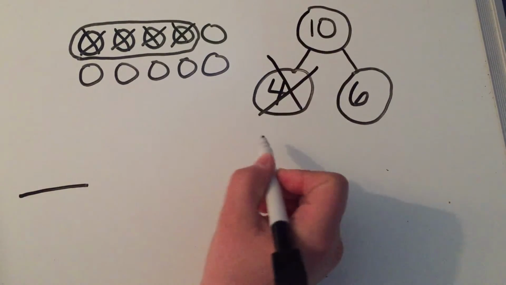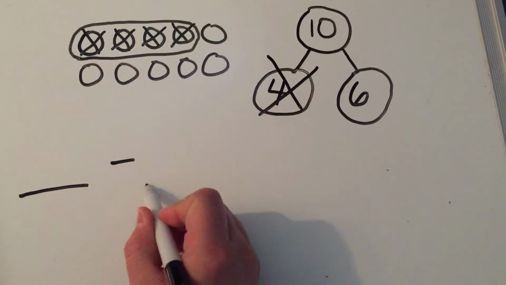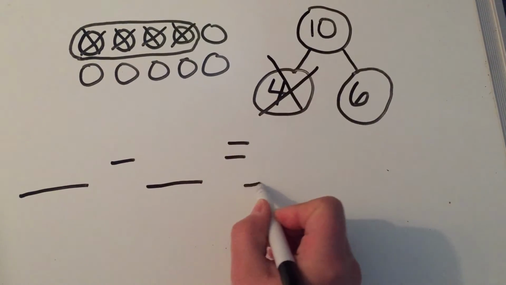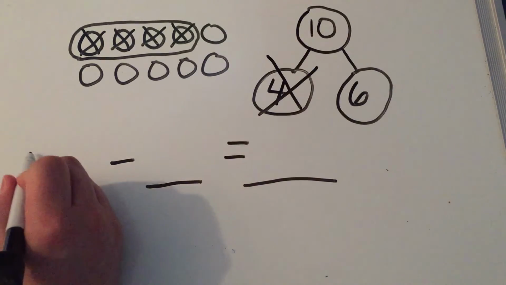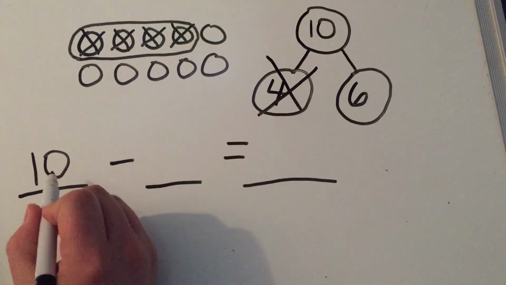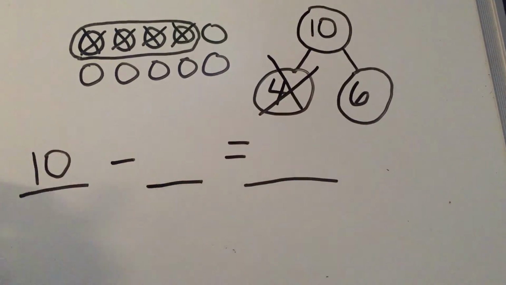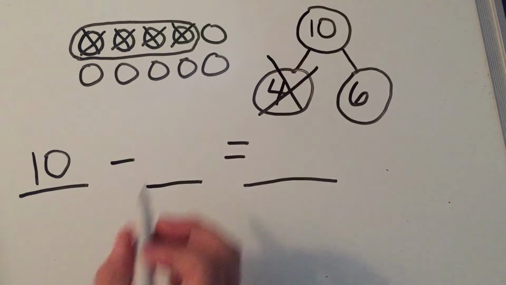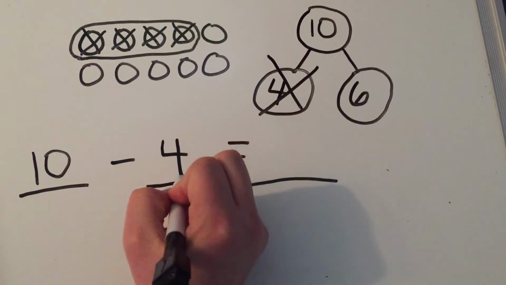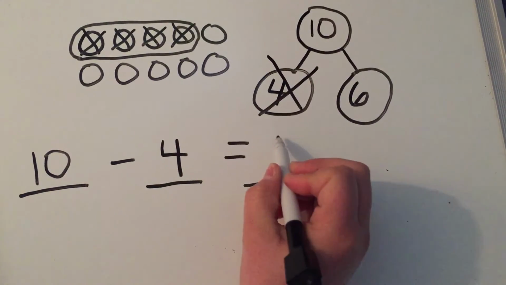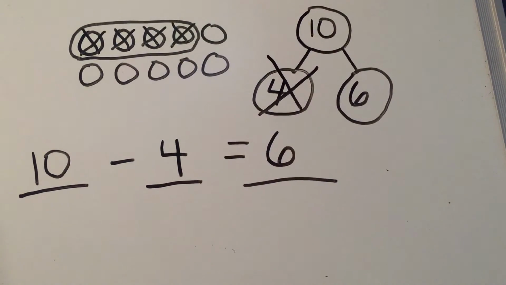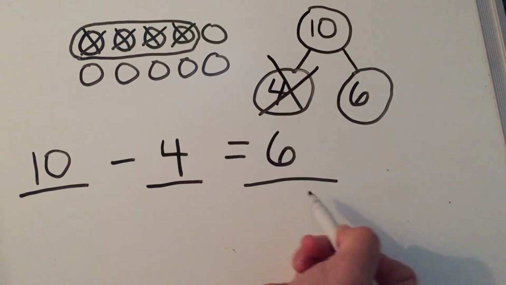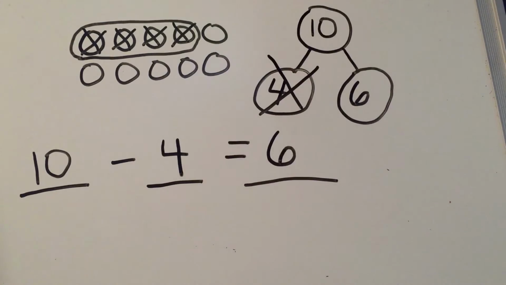Now let's match our number bond and our story with a subtraction sentence. Just like we start our number bond with our biggest number, we're going to start our number sentence. So we started with 10 peaches. We realized that 4 of those peaches were not ripe. And that let us know that 6 of them were ready to eat. So 10 minus 4 equals 6.